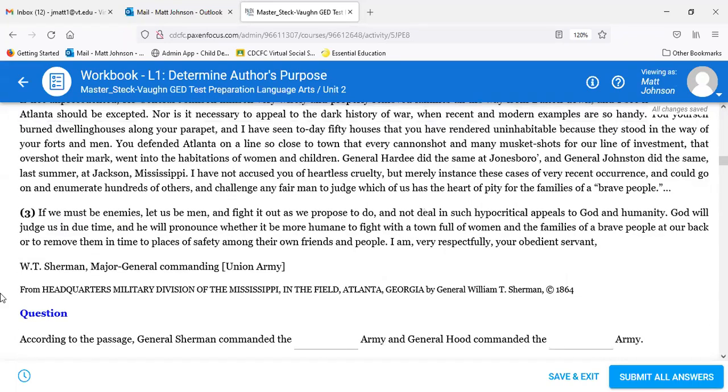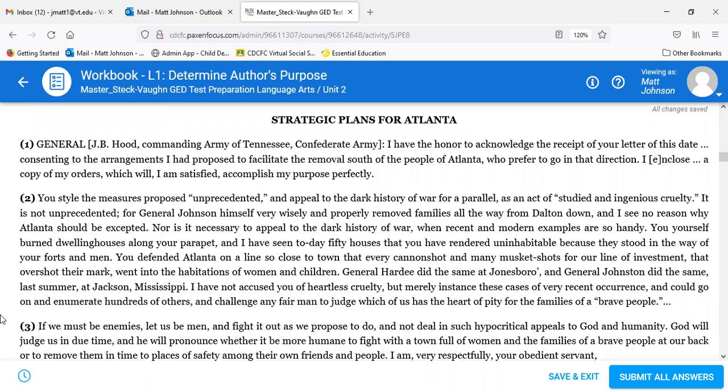Okay, and then new passage. Grace, how about reading paragraphs 1 and 2? And I'm going to actually keep track this time. So just read 1 and 2 for me. Okay.